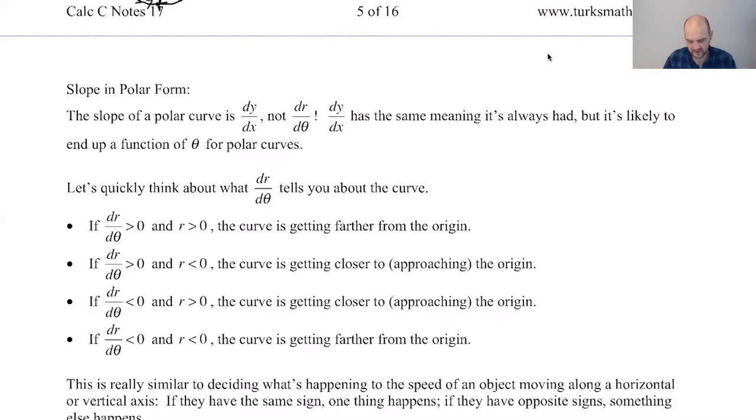Everything before this has really just been a review of polar. You should definitely watch or go through note 16 of math analysis, which is really where you first learn everything about polar. So let's talk about slope for polar.